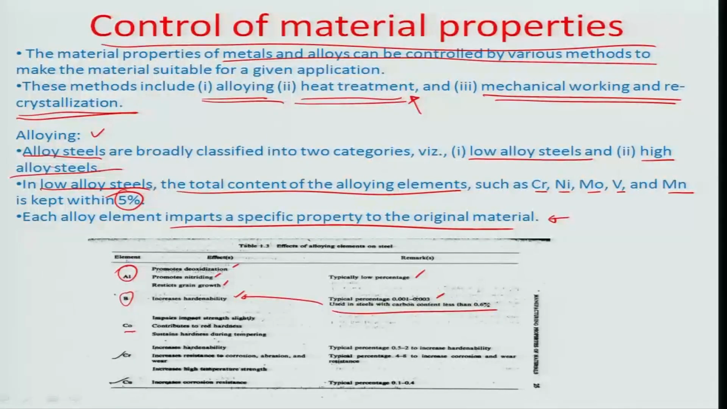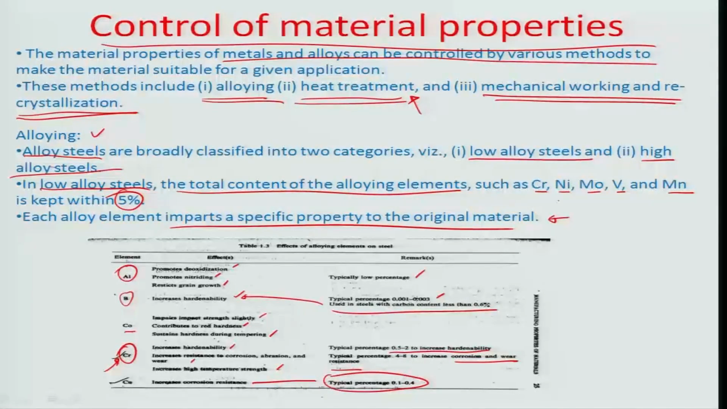You have cobalt, which can impair the impact strength slightly, or it contributes to the red hardness or sustains hardness during tempering. You have chromium, which increases hardenability, again increases resistance to corrosion, abrasion and wear, increases high temperature strength. Typical percentages which we need of chromium is between 0.5 to 2 to increase the hardenability, and 4 to 8 to increase the corrosion and wear resistance. So it is a very important material from corrosion aspect. Then the material copper, which can increase corrosion resistance, again typically the percentage that is needed is 0.1 to 0.4%.